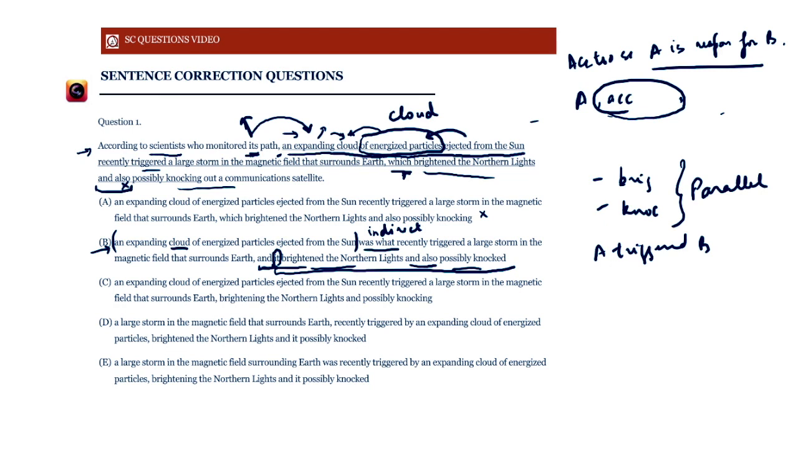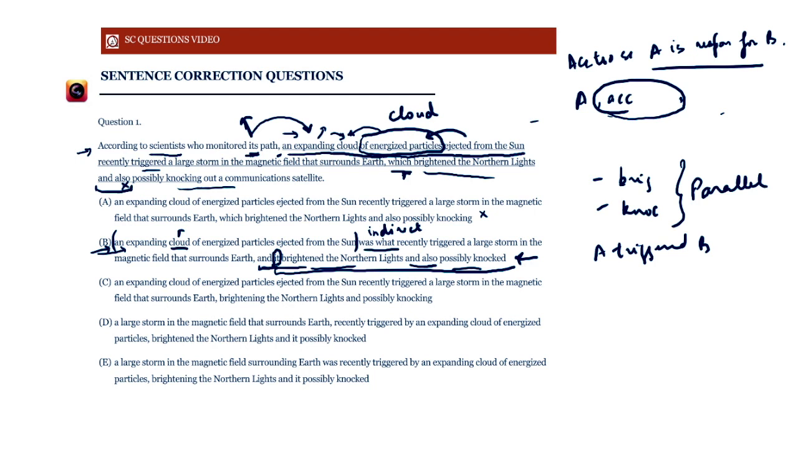The two independent clauses are joined by a comma and a conjunction, which is fine. But this it is a pronoun. We don't know which noun it refers to because of the structure, the role that it plays in the grammatical structure of this clause. It plays the role of the subject over here. So by that logic, it should play the role of the subject in the previous clause as well. The it that it refers to should also be the subject of the previous clause. Now the subject of the previous clause is what? Cloud. So ideally it should refer to the cloud. The cloud brightened the northern lights and also possibly knocked out a communication satellite.